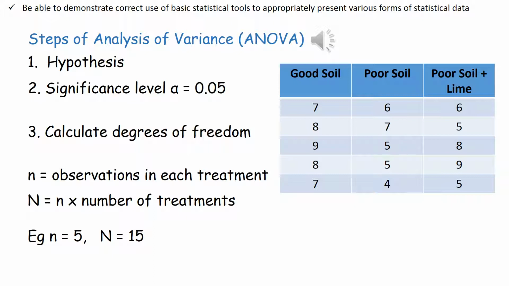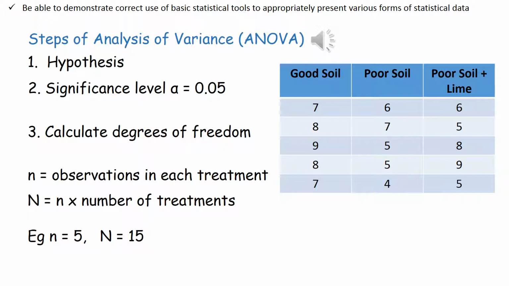Next, for the ANOVA, we need to calculate the degrees of freedom. In our computer package, this will be done for you, but it's quite handy to know what they mean so you can read and understand their ANOVA output table. The small n is the number of observations in each treatment. Capital N is the total number of observations in the dataset.